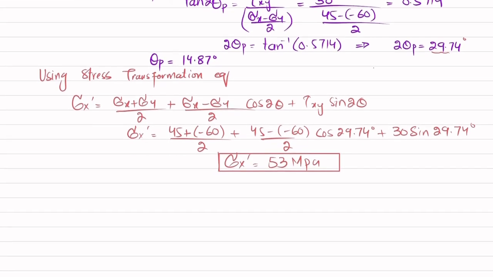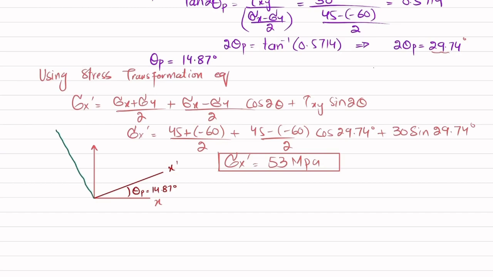So it means that, let this be your x axis, clear, and this be your y axis. When you rotate this by the angle theta p, which is equal to 14.87 degrees, your new x dash will be this one and your y dash will be this one. Clear? Sigma y dash, not sigma y.